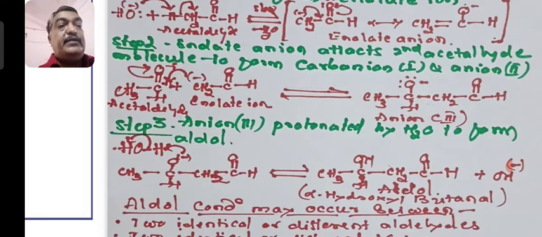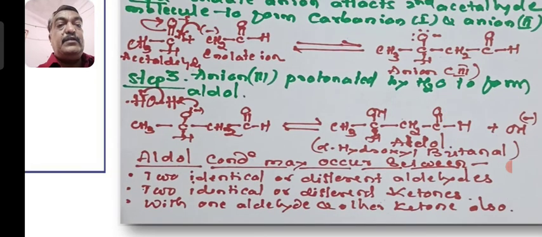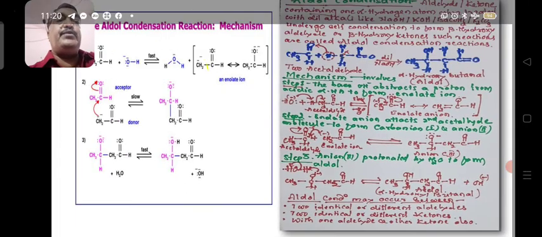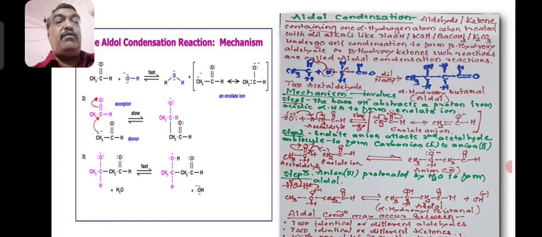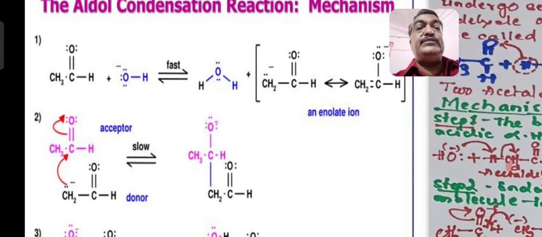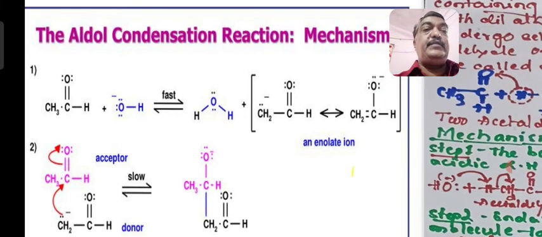Okay, now here you can observe one thing: the aldol condensation may take place between two identical or two different aldehydes or ketones, or it may take place between one aldehyde and another ketone also. So this is a very simple reaction. Sometimes a 5 marks question on aldol condensation may be there. Please note this.